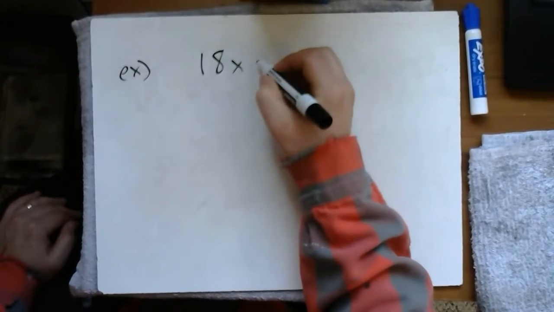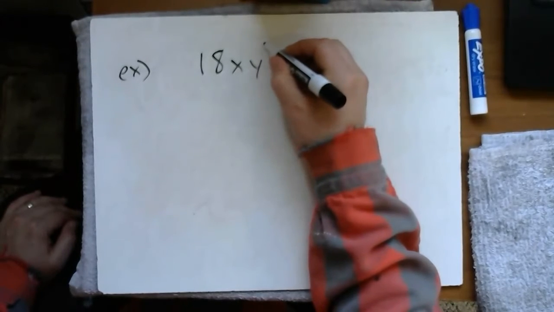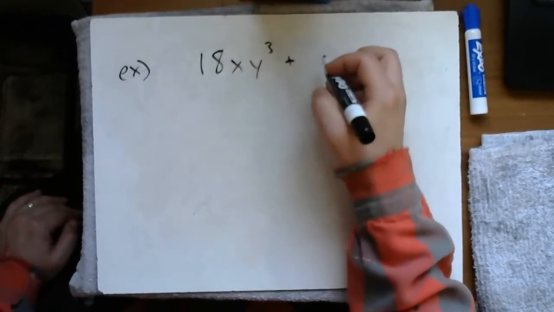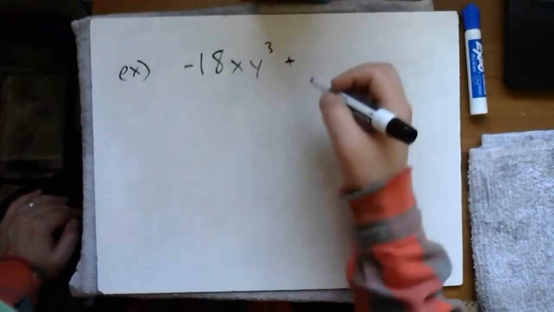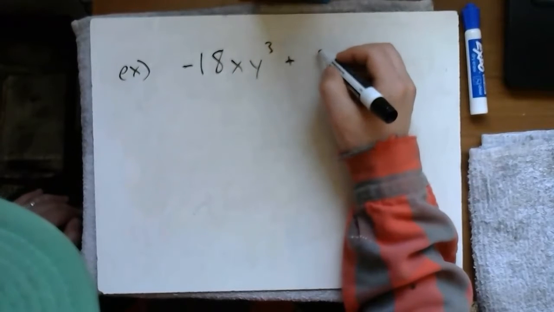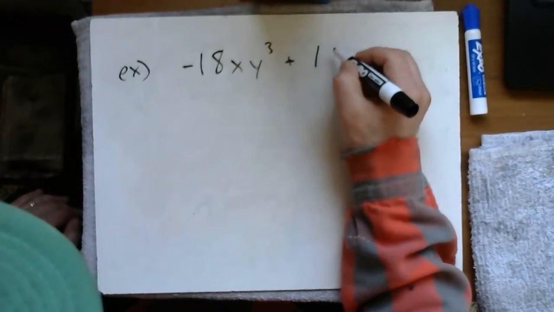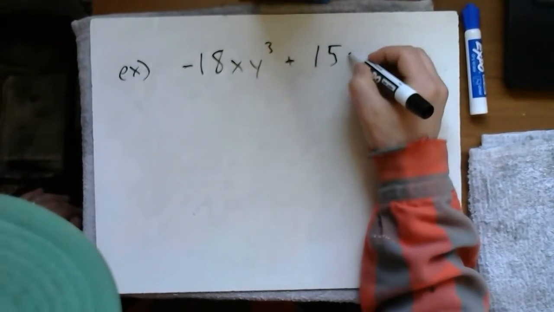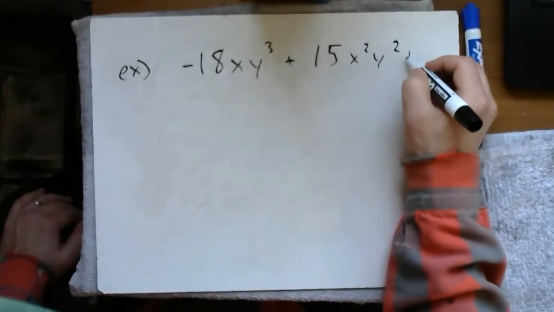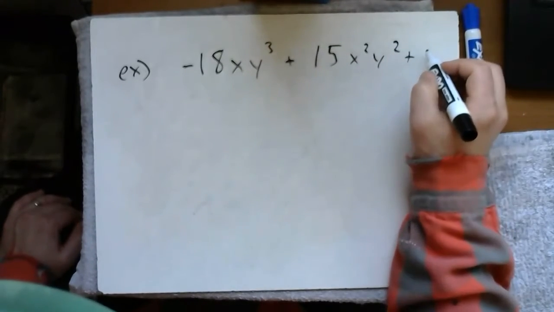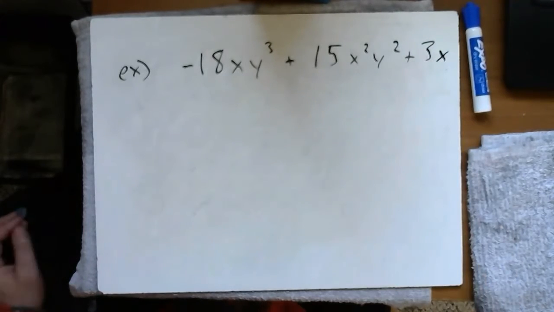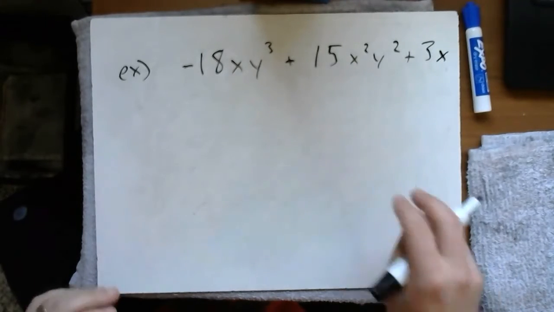Let's do 18xy to the third plus, actually let's go negative 18. All right, yeah. Let's put that negative out front. All right, plus we'll do 15x squared y squared and plus 3x. Okay, I'm happy with this.